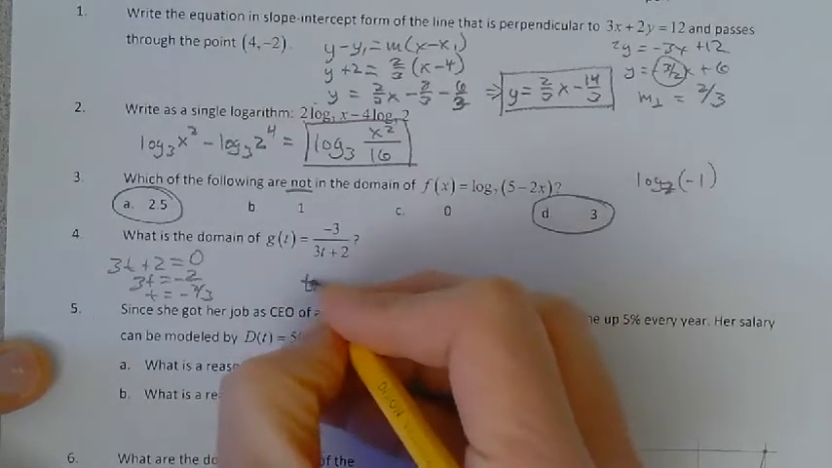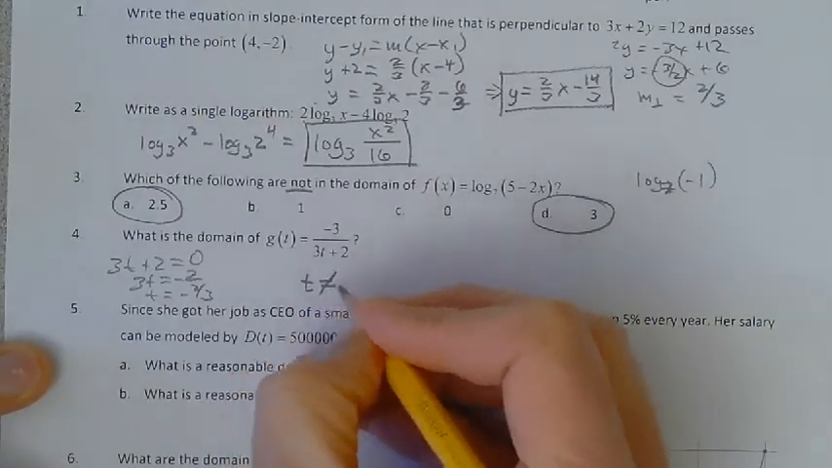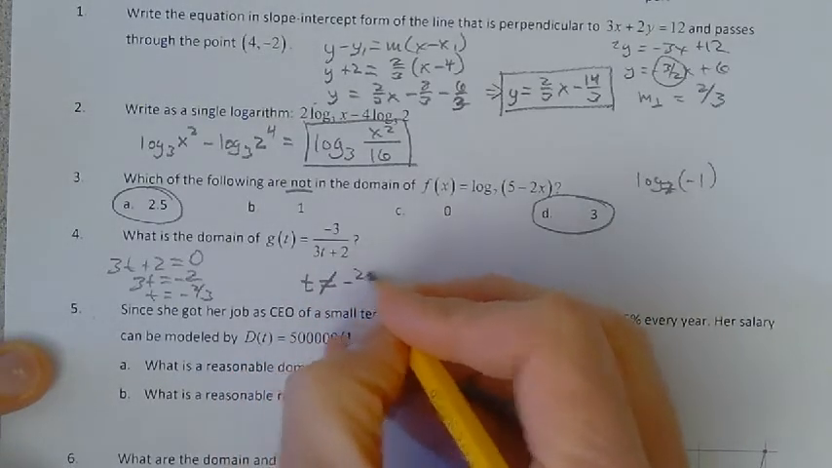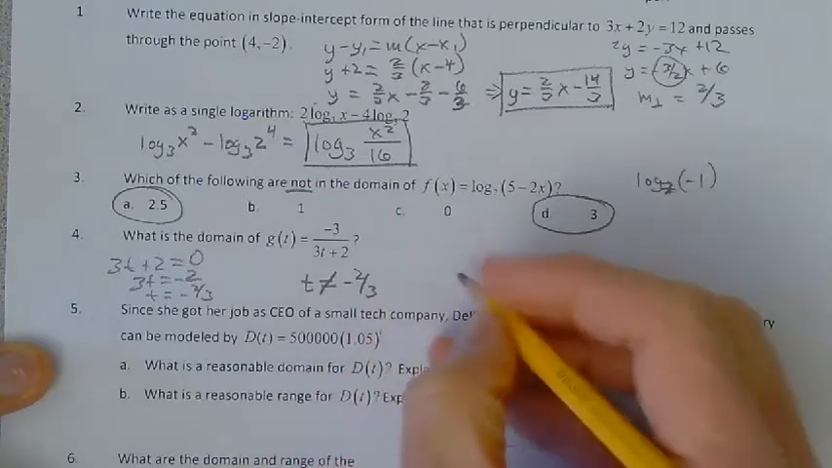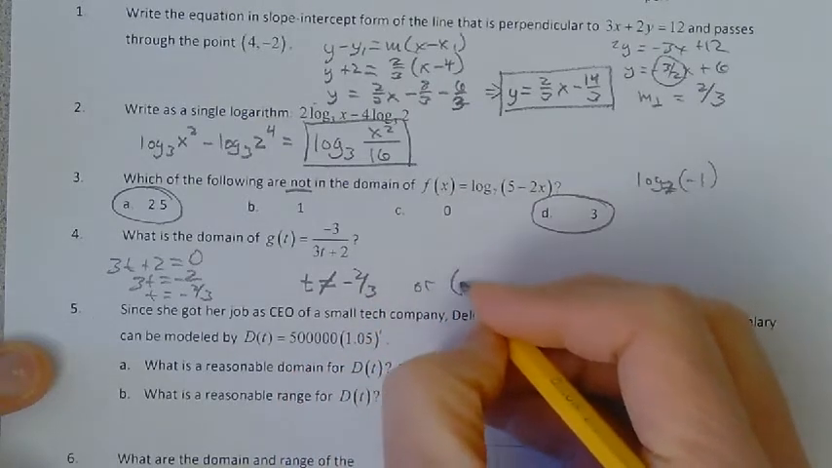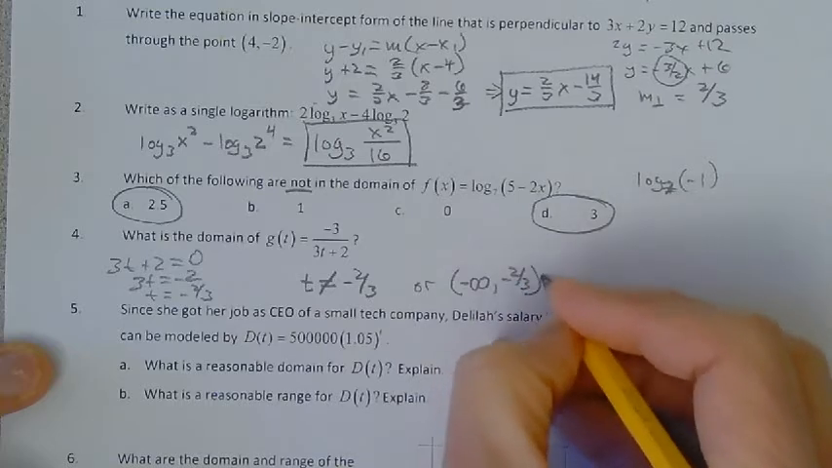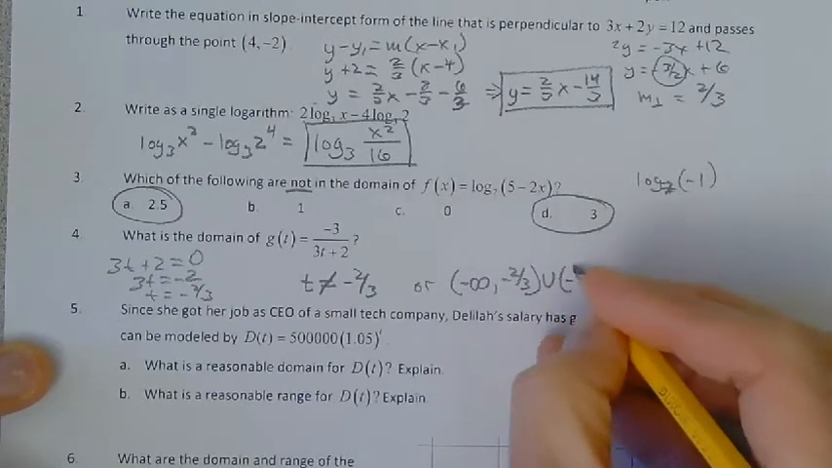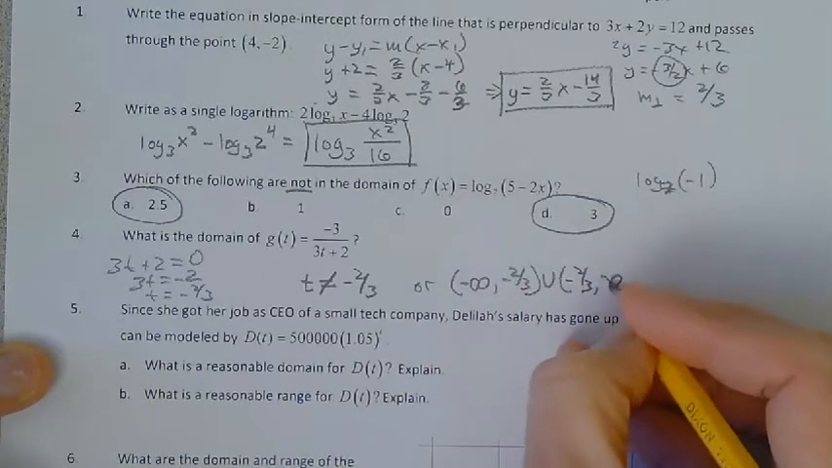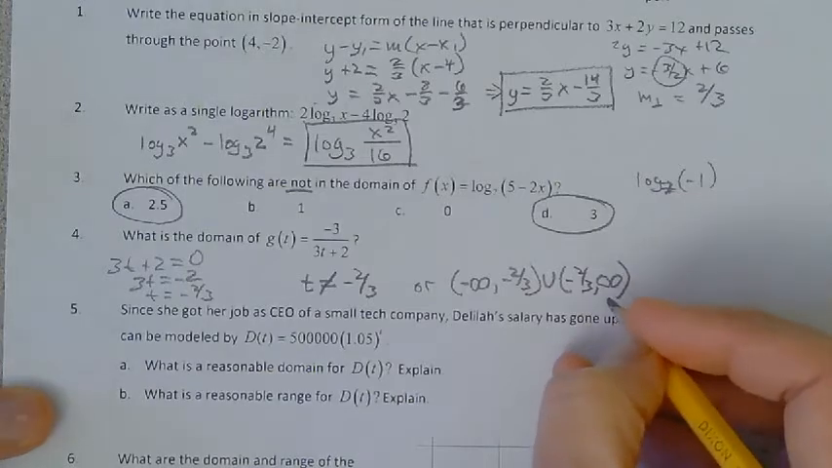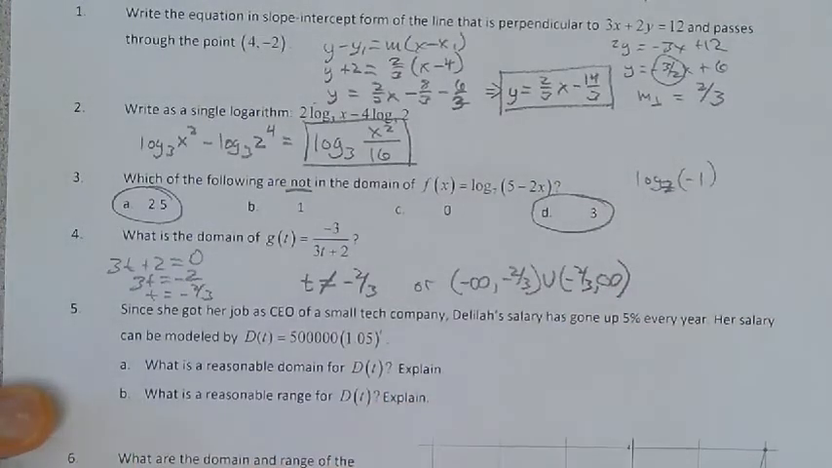So we could specify this as t not equal to negative 2/3, we could describe the domain that way. Or if we were using interval notation, it's from negative infinity to negative 2/3 union negative 2/3 to infinity. So it's every number except for that one.